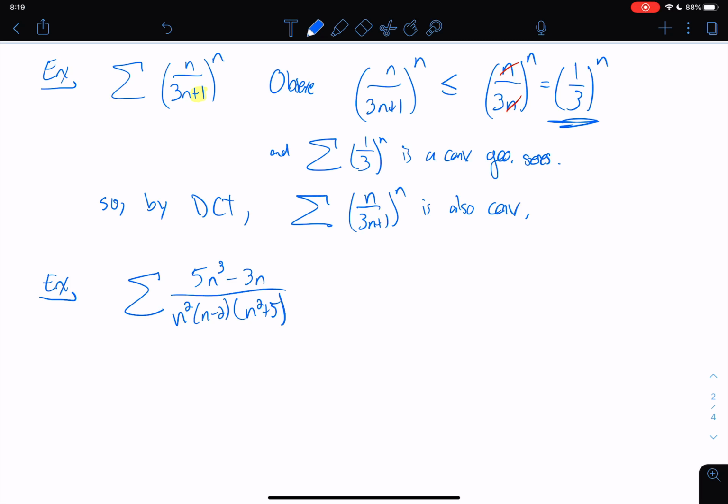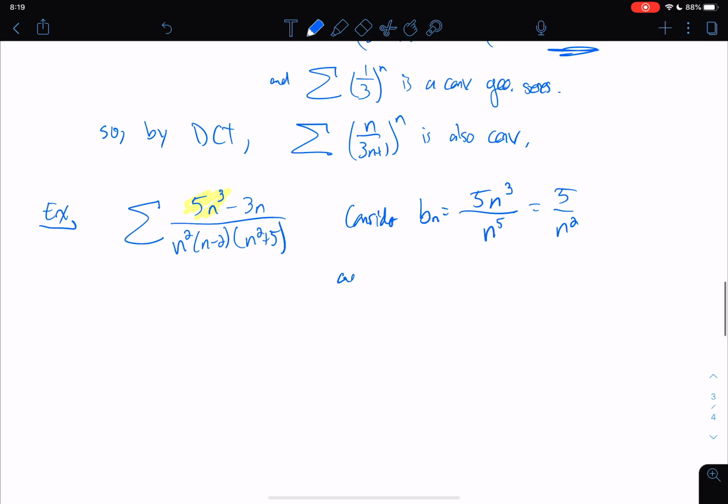So instead, what I'm going to do is consider b sub n, where I'm just going to take the highest powers. So the top is going to be 5n cubed. The bottom, if I were to FOIL it all out, I would just get n to the 5th. Well, that's 5 over n squared. And the series of 5 over n squared is a convergent p-series.